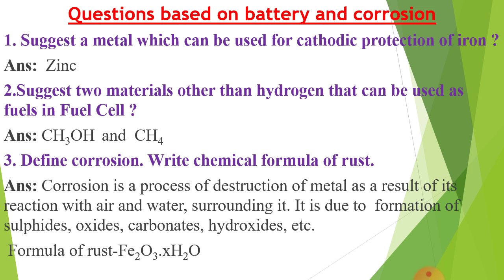Question number 3. Define corrosion. Write the chemical formula of rust. So corrosion is the process of destruction of metal as a result of its reaction with the air and water surrounding it. It is due to the formation of sulfides, oxides, carbonates, hydroxides, etc. Now the formula of rust is Fe2O3.xH2O. So this is the formula of rust. It is also known as hydrated ferric oxide.